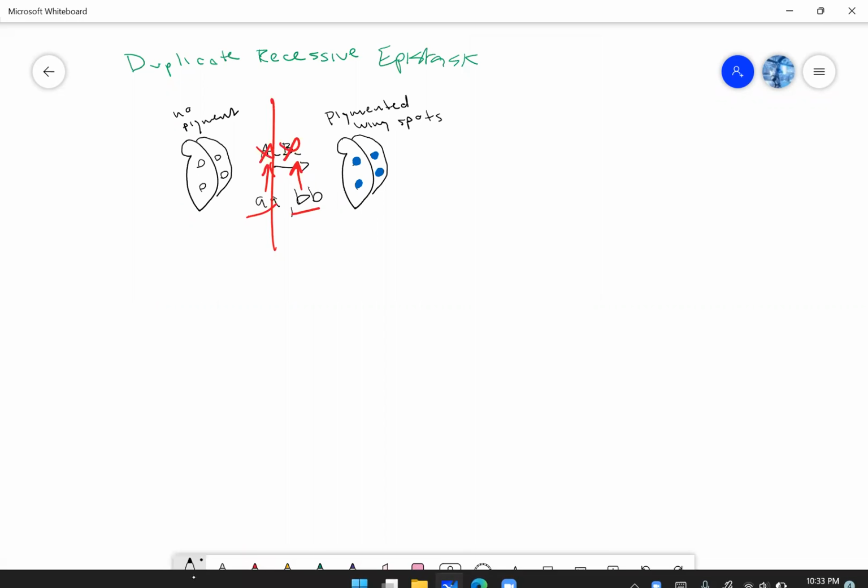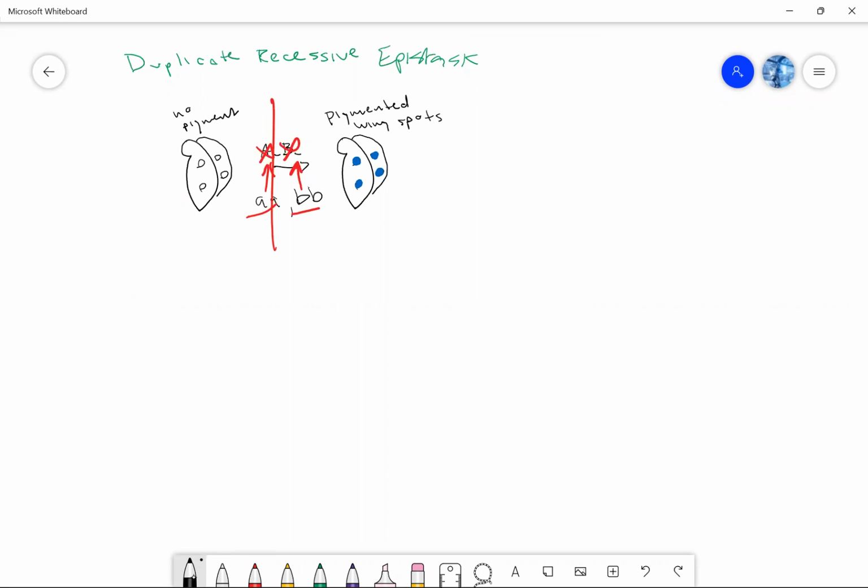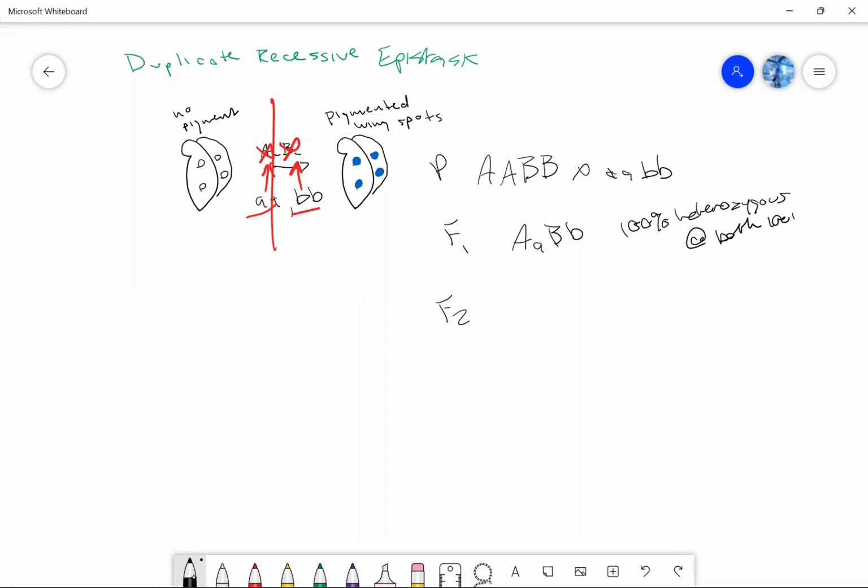And so let's revisit our cross. We have 2 true breeders. So we have an A A B B crossed with a a b b. So we have P, F1, F2. All F1 individuals are going to be heterozygous at both loci. And so if you cross 2 of these, we can investigate the ratio, and we know this.